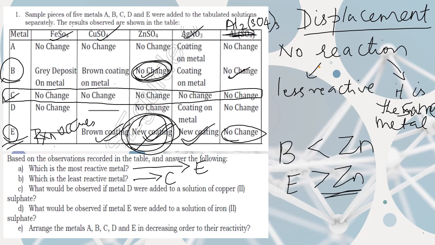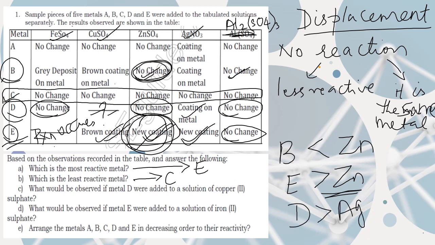What would be observed if metal D were added to a solution of copper sulfate? Metal D is here. What will happen if we add metal D to copper sulfate? So for that, we need to find out if metal D is more reactive or less reactive than copper. Metal D is showing no change in iron sulfate. Metal D does not show a change in zinc sulfate. It does not show a change in aluminium sulfate, but it is displacing silver. So metal D is more reactive than silver.